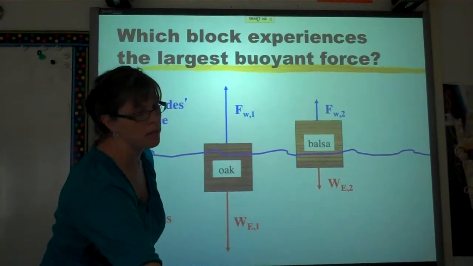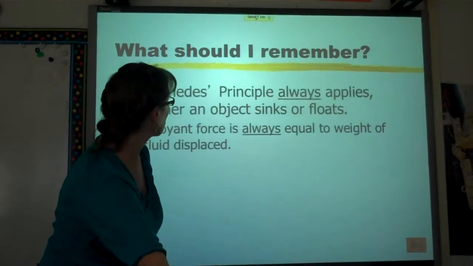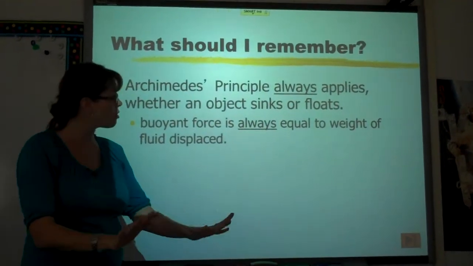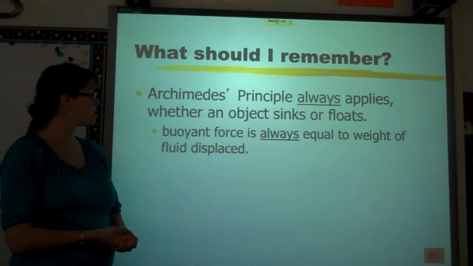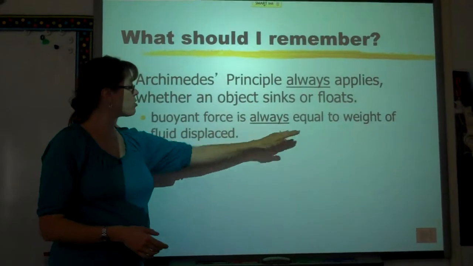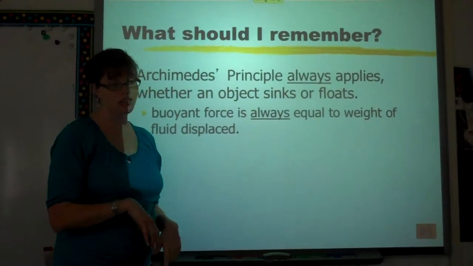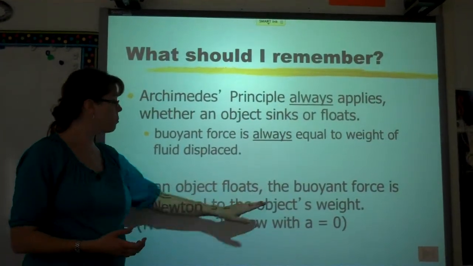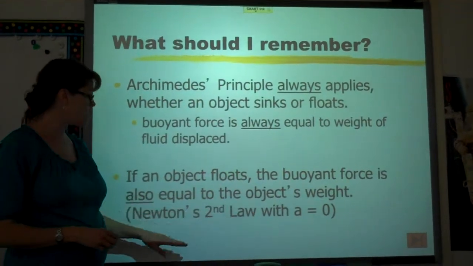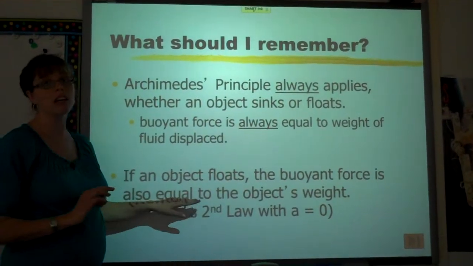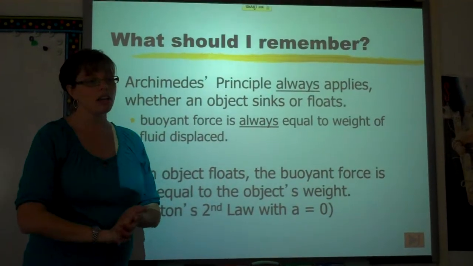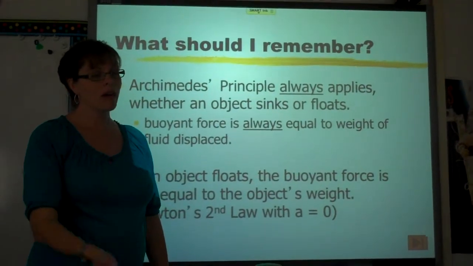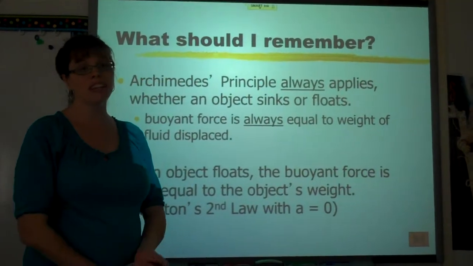So, oak, balsa wood. What should you remember? Archimedes' principle always applies. Like F net equals ma is always true, whether an object floats or sinks. The buoyant force is always equal to the weight of the fluid displaced. Now, special case. If an object floats, the buoyant force is also equal to the object's weight. But that is only for floating objects. Okay, so take a moment, pause the video, make sure you have this. This is the key point. And when you unpause it, Ms. Holyfield will be up here to do an example problem with you.